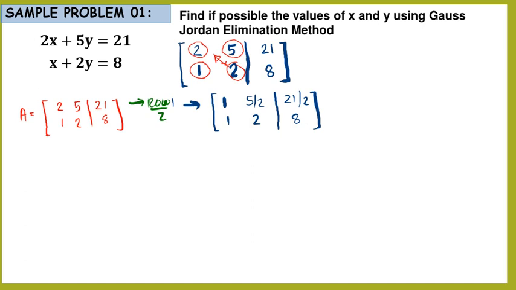Now, the next thing to do is to make this element here equal to 0. In row 2, we need to subtract our row 1. So if we subtract row 1 from our row 2, our resulting element here in our row 2 will become, we just have to copy our element at our row 1.